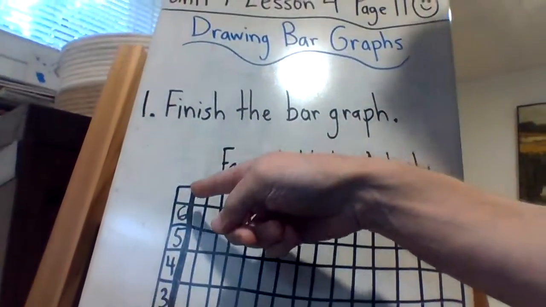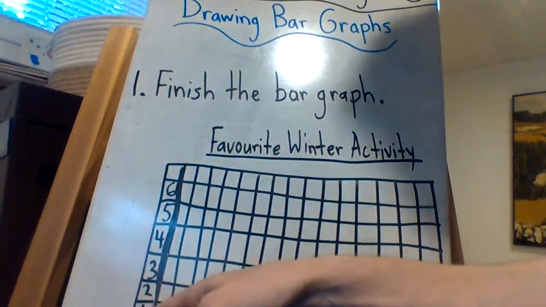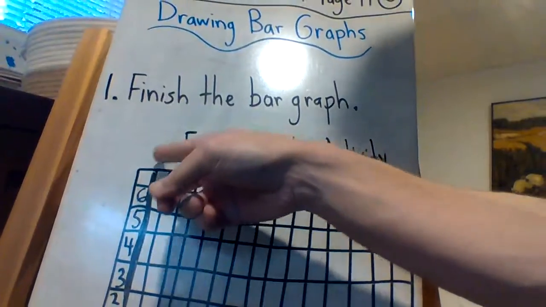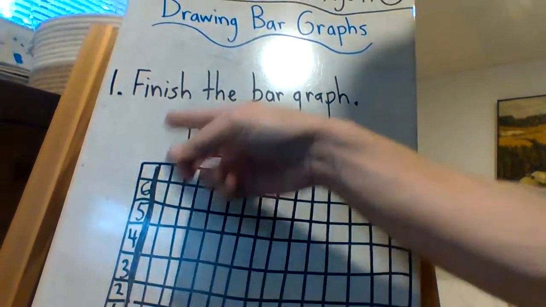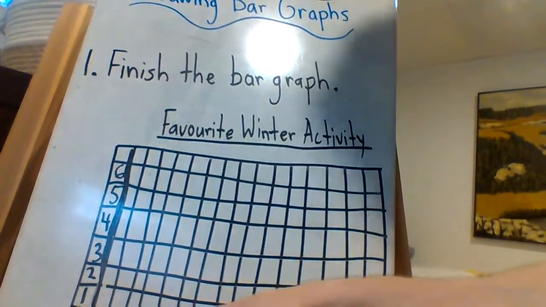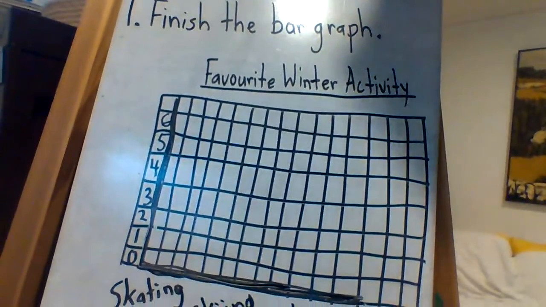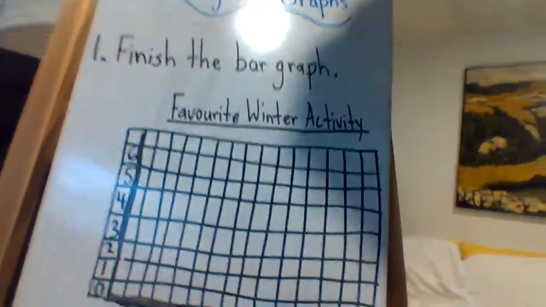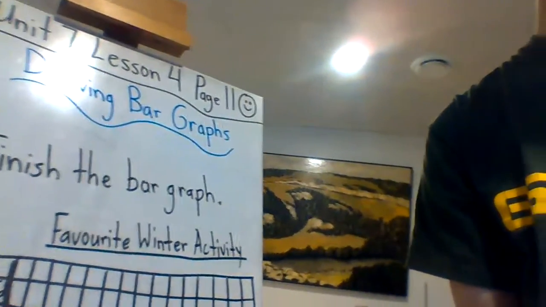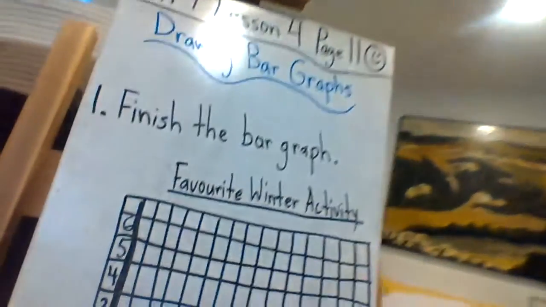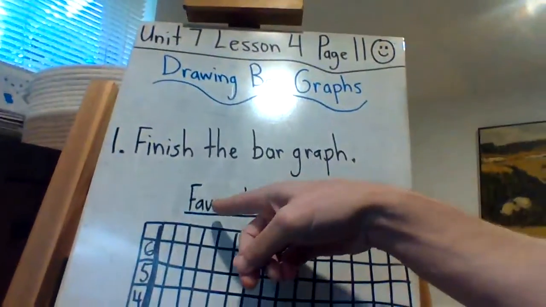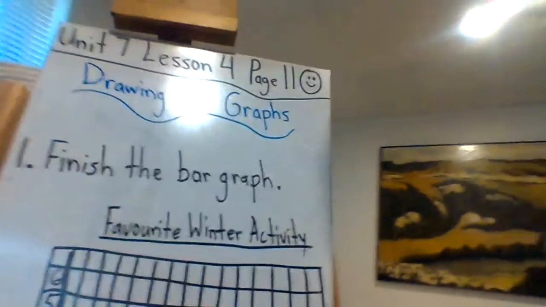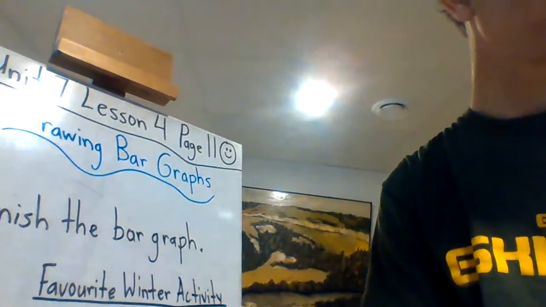Draw two axes. Axis, what's that? Well, that's these things right here. Okay, you see how I darkened the line there? One axis is where we have the numbers, and one is where we have what we're talking about here, in this case, skating, skiing, and sledding. Okay? So those are axes. Write the title. Well, did that, right? Favorite winter activity. Okay, so we know what it's about.